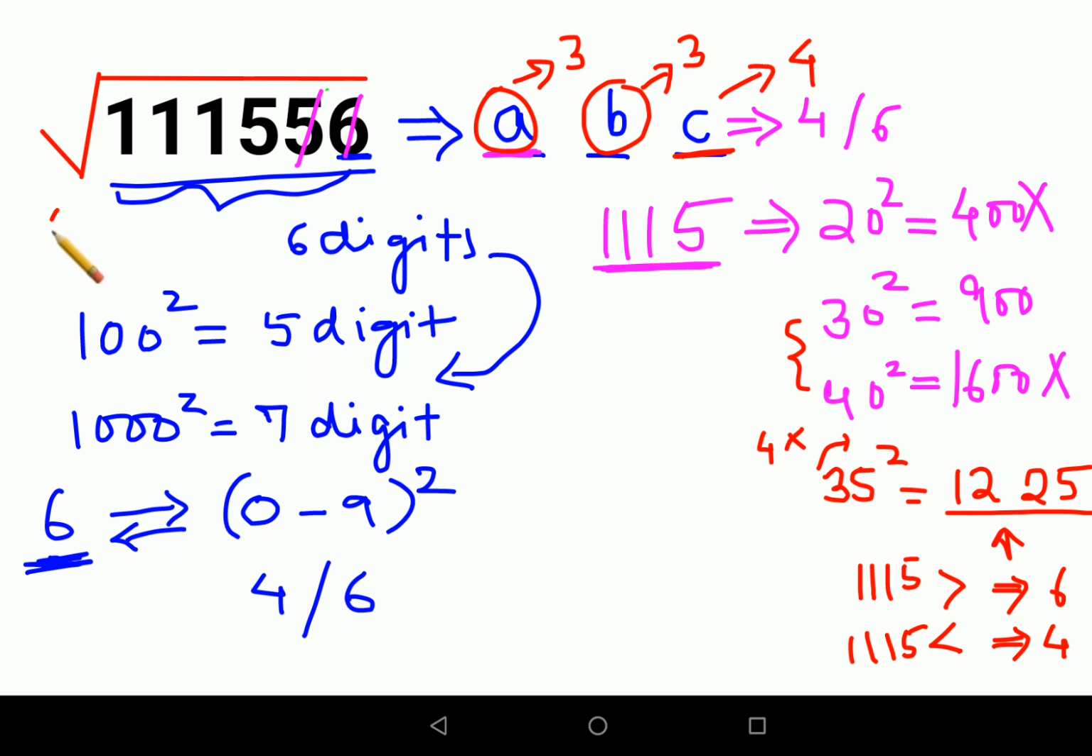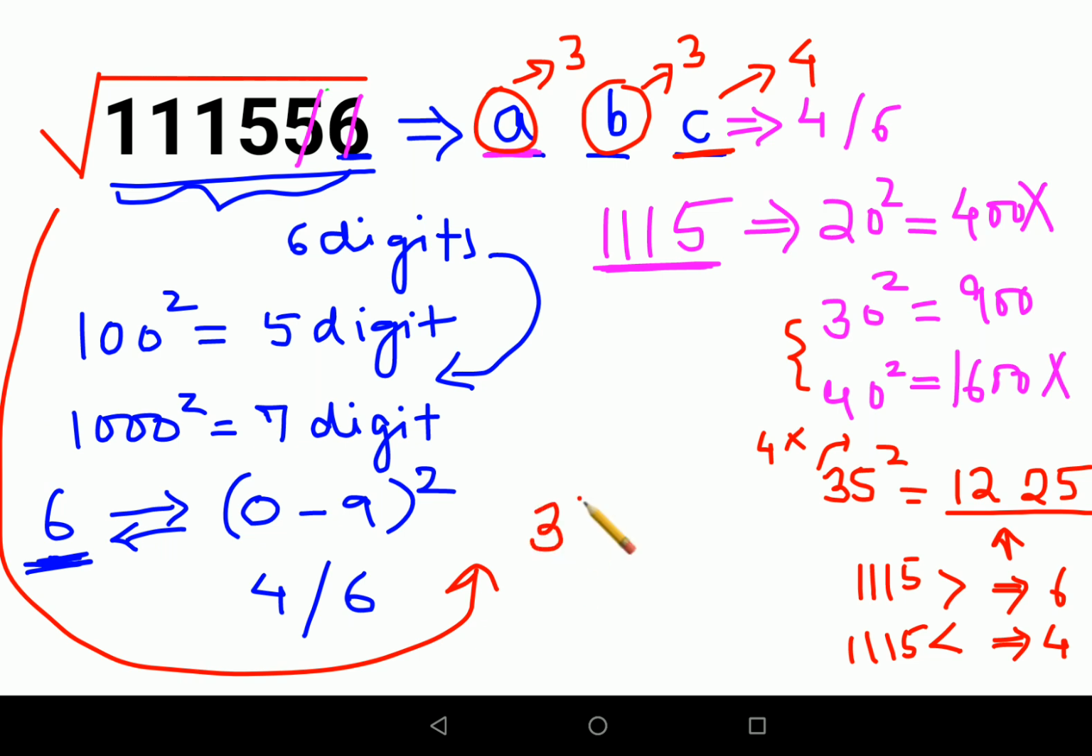So I can say that the square root of 111556 is nothing but 334. I hope you have understood how to solve these tricky looking square root questions without a calculator. You don't have to worry about anything.